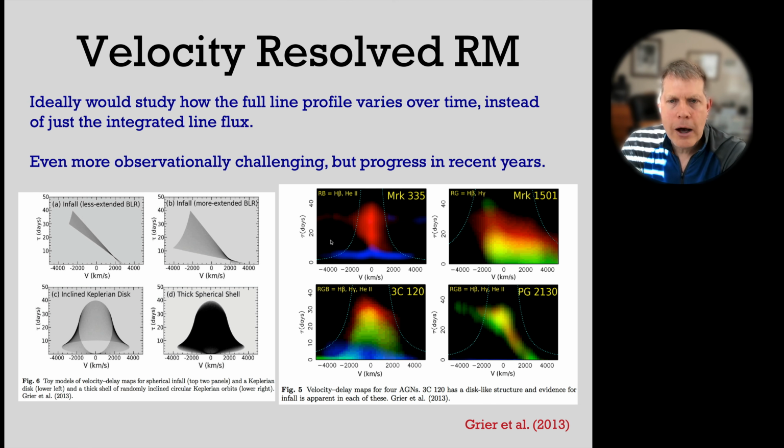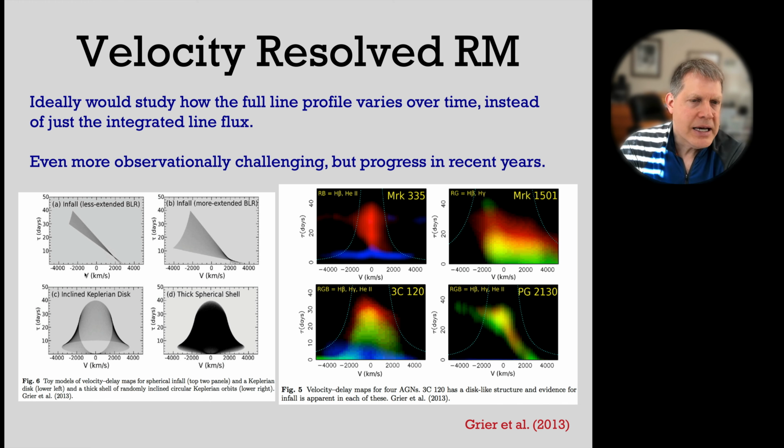And to show you how this game is played, what people do is they work out these so-called velocity delay maps for different cases of what the broad line region might be like. For infall, for a less extended BLR, for infall with a more extended BLR, for an inclined Keplerian disk, for a thick spherical shell, and so on. And I'm just going to give you one example. Let's take this simple example up here of infall.